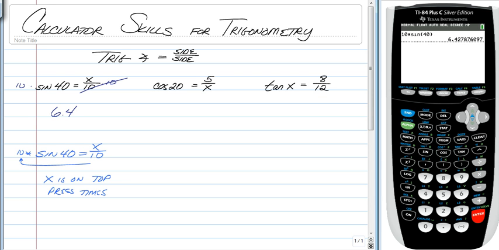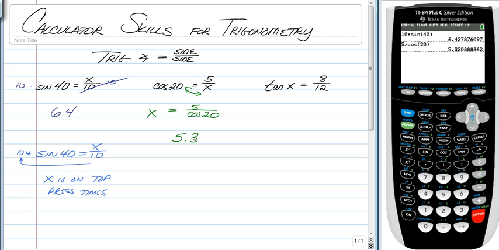The next one is when x is in the denominator. Again, you could just solve for x. When x is in the denominator, you know it needs to be moved to the top. So we can just switch those two, and x is going to be equal to 5 divided by the cosine of 20, okay? Just use your calculator. 5 divided by the cosine of 20. Close your parentheses, click enter, and this time we get x is equal to 5.3.